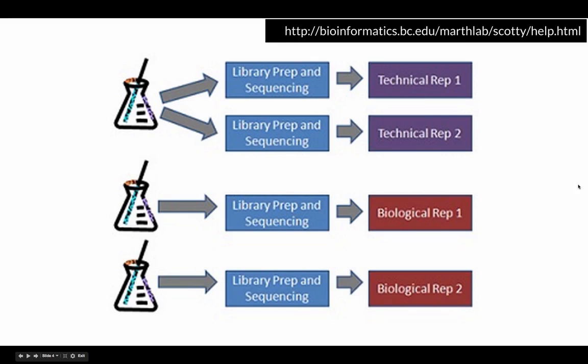The first kind of replication is technical replication. This is where you have some sample, say it's a sample that you've already collected from somebody, and you're going to run genomic measurements on it.